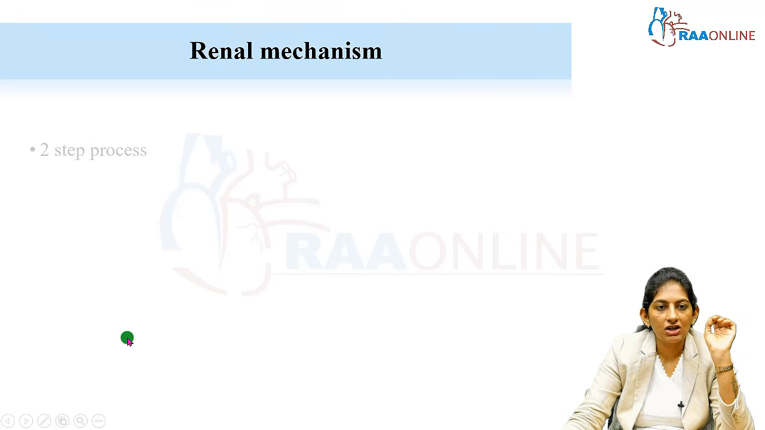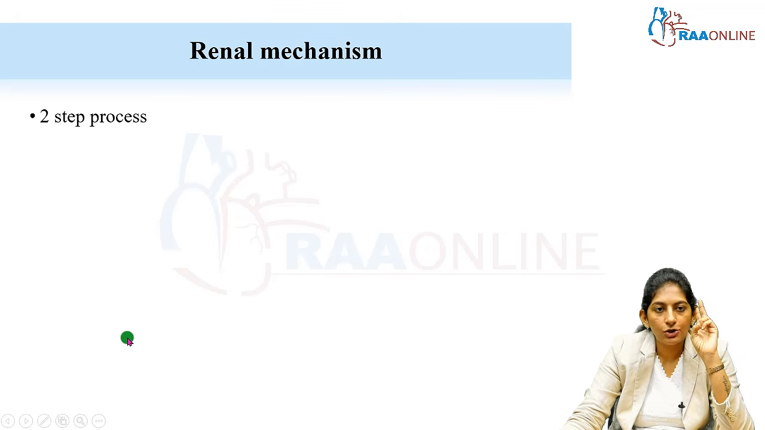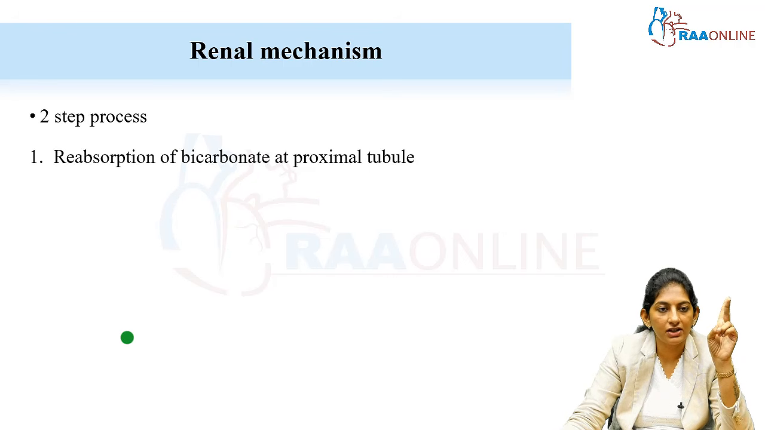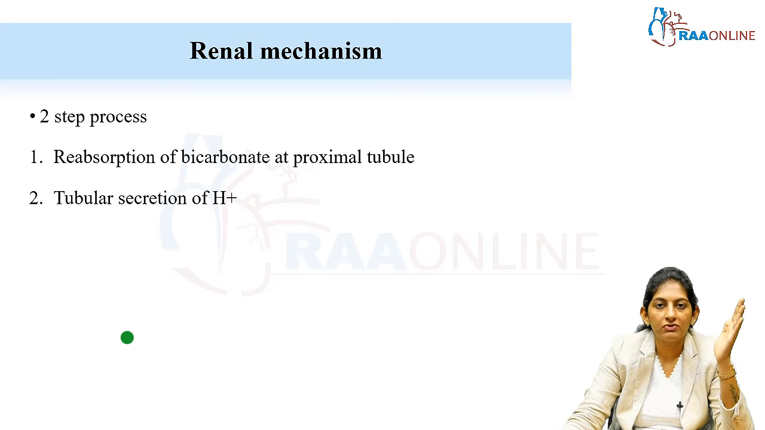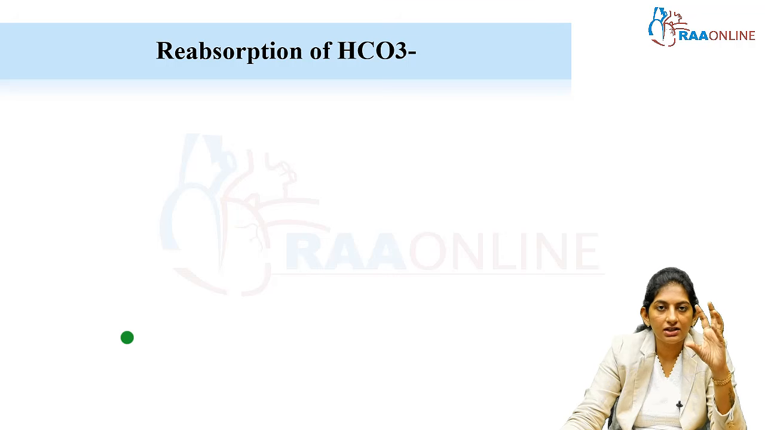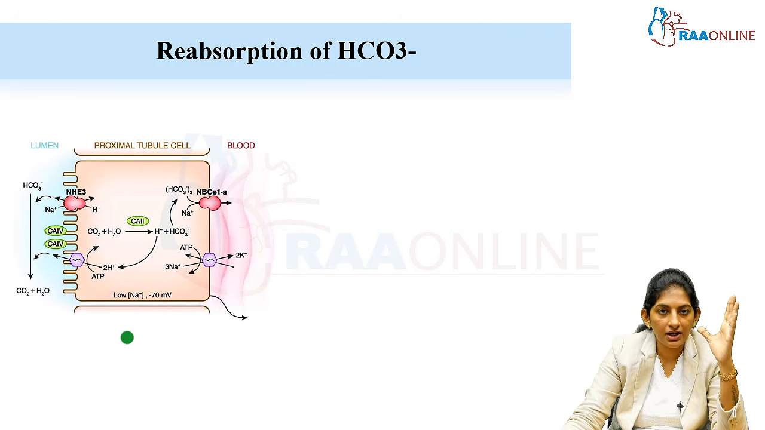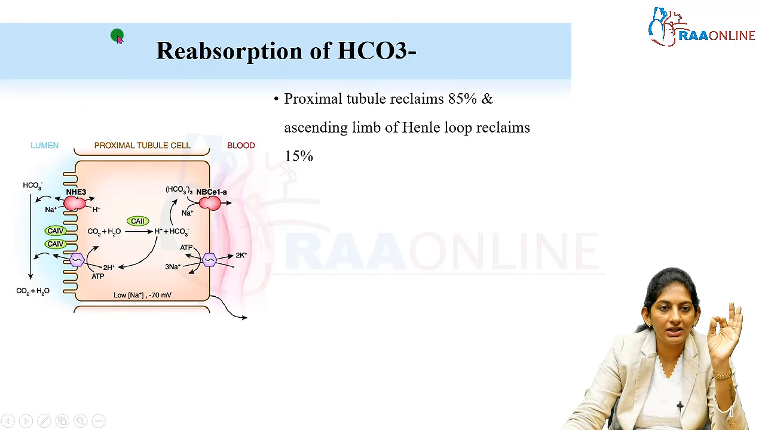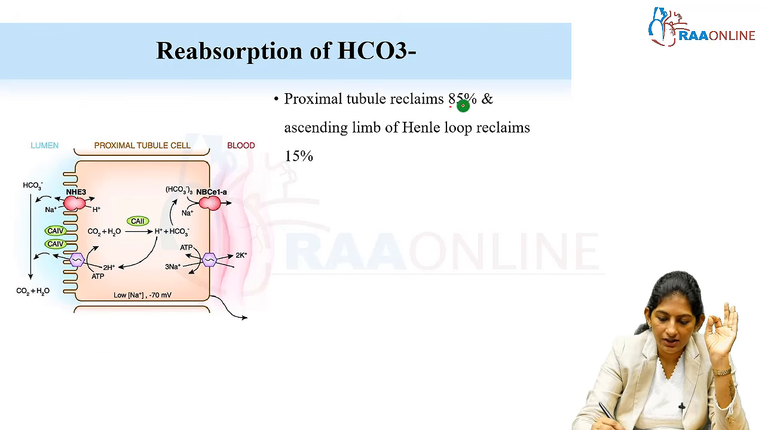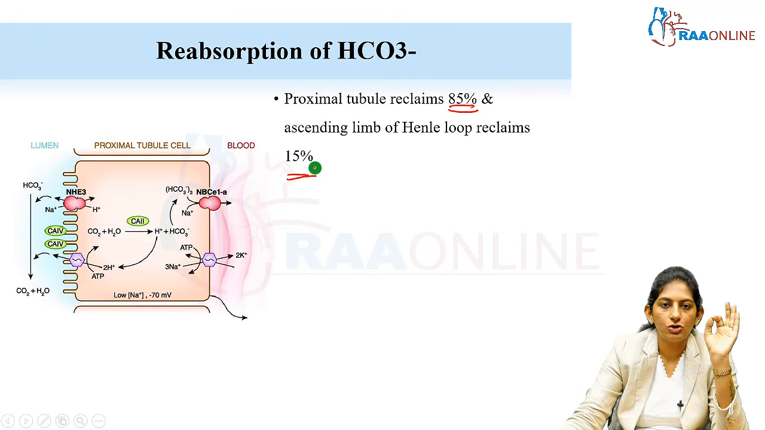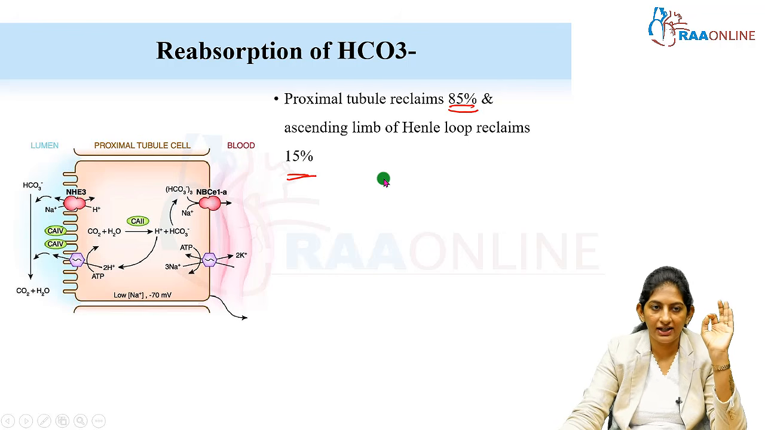Coming to the renal mechanism, there is a two-step process: one is reabsorption of bicarbonate, the other is secretion of H plus. We have talked about this in detail in the nephrology chapter under RTA. We will see only the proximal tubular reabsorption of bicarbonate here, because most of the bicarbonate is reabsorbed in the proximal tubule. Around 85% is reabsorbed in the proximal tubule, and 15% in the ascending limb of the loop of Henle.